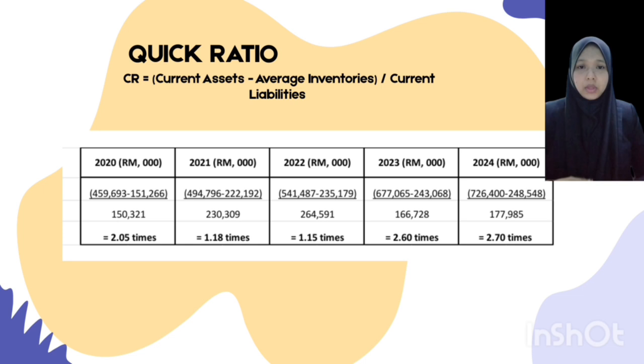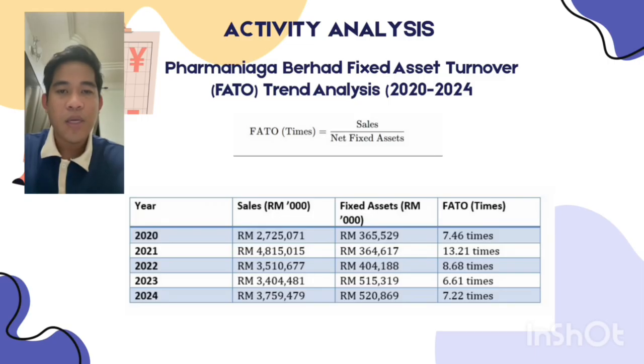1.15 times. In 2023, a significant increase in quick assets combined with lower liabilities boosted the ratio to 2.60 times. Finally, in 2024, it improved further to 2.70 times.